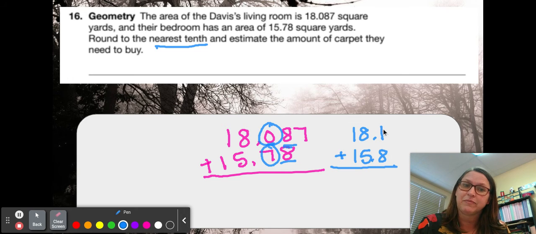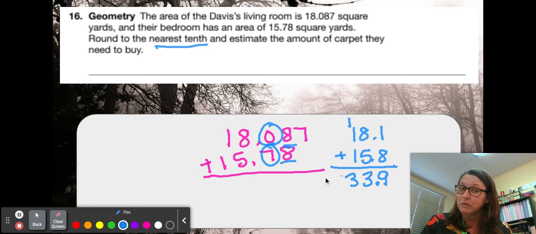Now I need to add it. 1 plus 8 is 9. 8 plus 5 is 13. 1 plus 1 plus 1 is 3, and I'm just going to add my decimal point. So it would be 33.9 square feet.